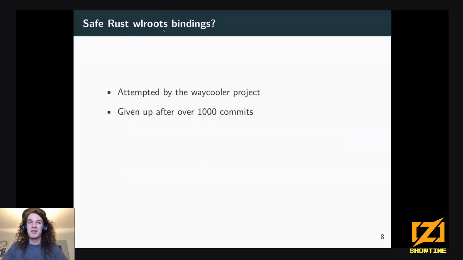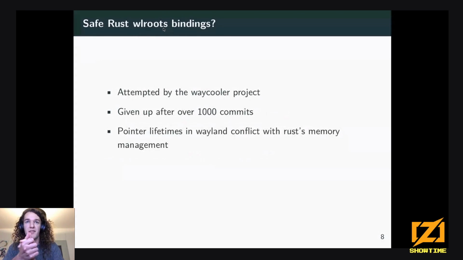But it is a non-trivial thing to wrap this API in a safe way because pointer lifetimes in Wayland conflict very strongly with Rust memory management. And Rust's memory model wants to have everything known at compile time, so it can be statically checked by the compiler. But in Wayland and wlroots, these pointers can become invalidated at runtime. For example, if you suddenly unplug your monitor from your computer, then wlroots will send an event that says your output has disappeared, and this pointer will become invalid. And it's very hard to wrap that kind of API in Rust in a safe way that avoids runtime checks.